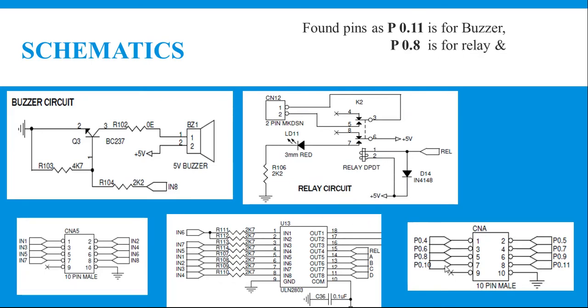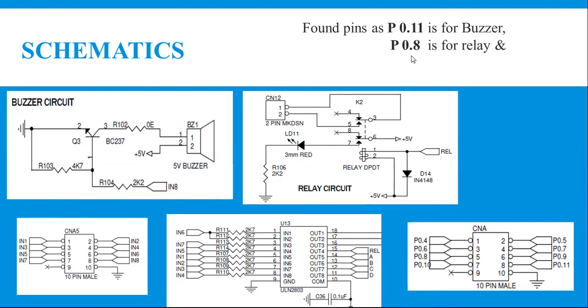So whenever your microcontroller sends 1 via P0.8, that is the 8th pin of port 0, it will pass to the 4th pin of the driver. In turn, the output 4, that is the corresponding output of the driver, becomes 0, which in turn is going to energize the relay. Okay, this is about the pin identification.